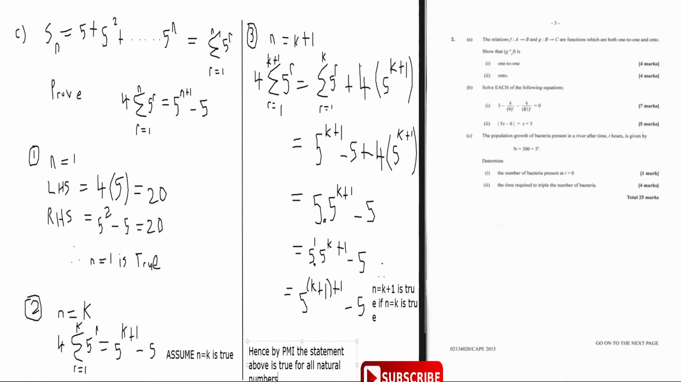Nice and easy, soft. The statement above is true for all natural numbers. And that takes care of question number 1. Too easy. Let's move on now to question 2.